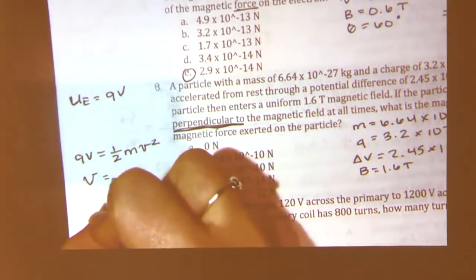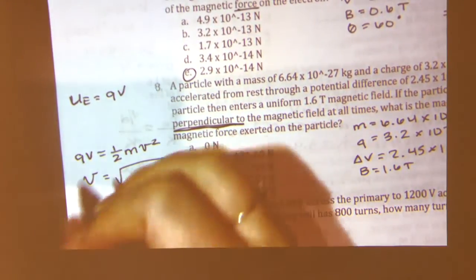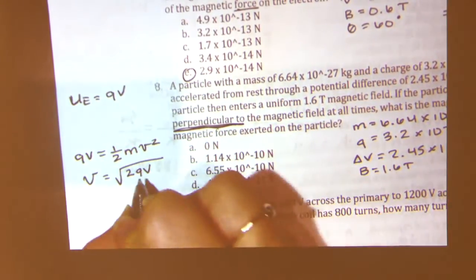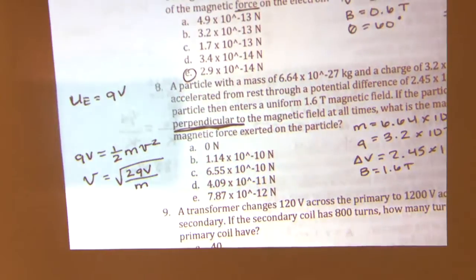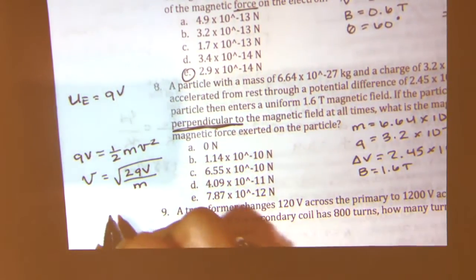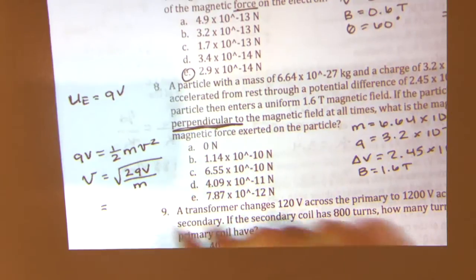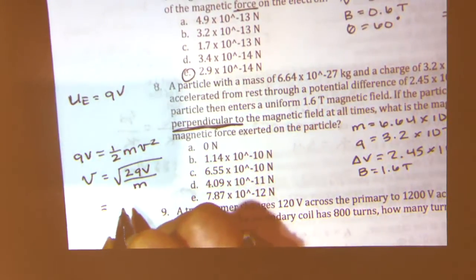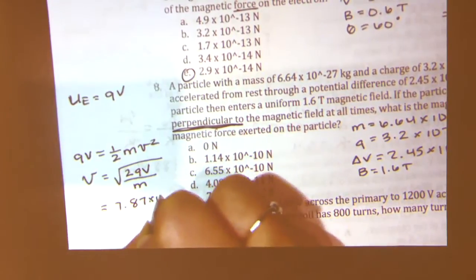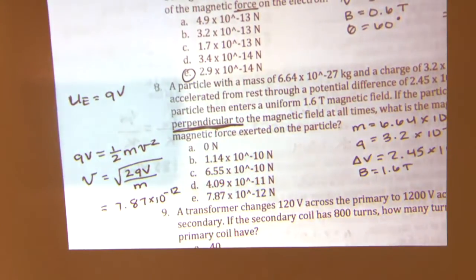And when we manipulate this equation, we'll end up getting square root of 2qV over m. And that gets us a velocity of 7.87 times 10 to the negative 12.